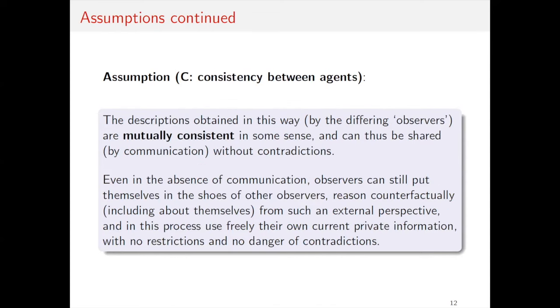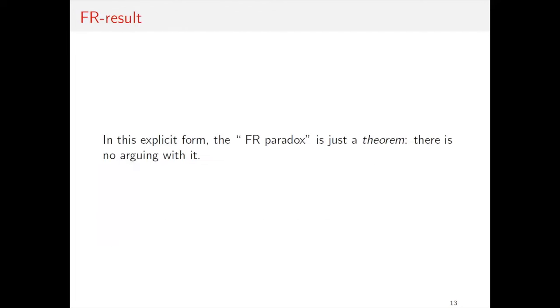Now, assumption C refers to the consistency between agents. It says that the descriptions obtained in this way between different observers have to be mutually consistent. So the observers can exchange their information and that should not lead to contradiction. And even if they can't communicate, they can always reason from the perspective of the other observer. You can stand in the shoes of the other observer, you can reason counterfactually, encapsulate that information into your own information, and you would not get a contradiction. That's what assumption C says.